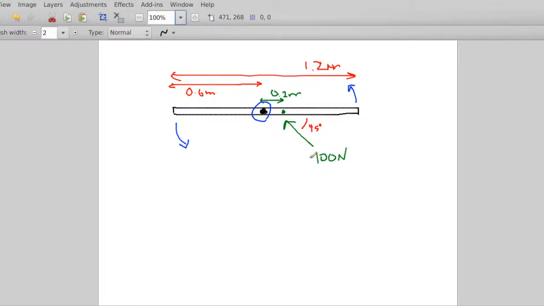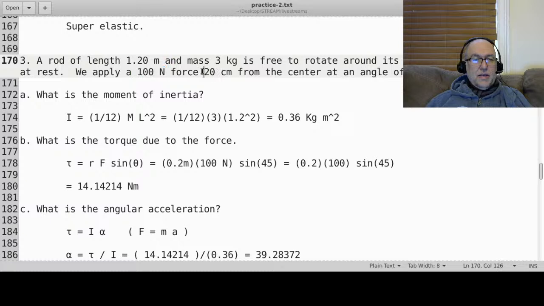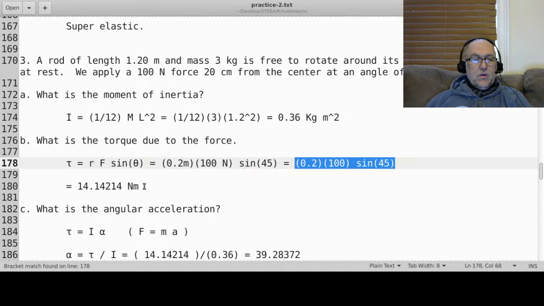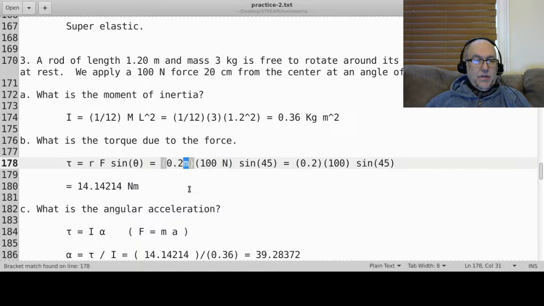And where's the point in question? Well, we're applying the force right there. And what's the distance between those two? 0.2 meters or 20 centimeters. So how do I plug into my formula? For R, I'm going to put 0.2 meters. For F, I'm going to put 100 newtons, because I said it's 100 newtons force and not 20 centimeters. And the angle is 45 degrees. That turns out to be 14.14214 newton meters. And why newton meters? Because I've got a newton there and a meter there, so the units for torque are newton meters.